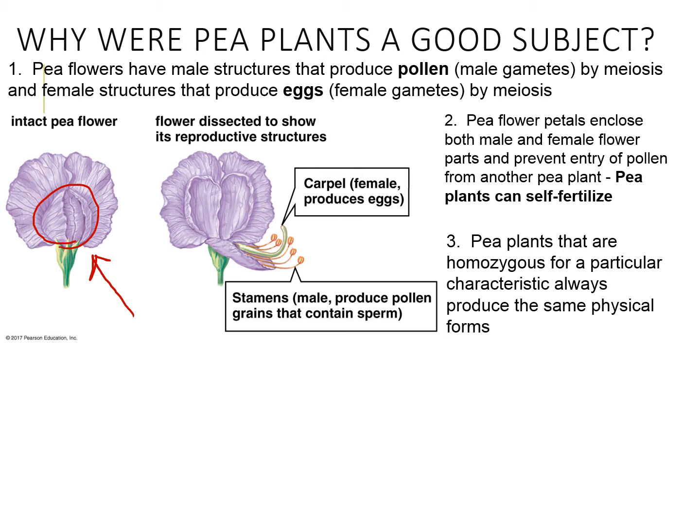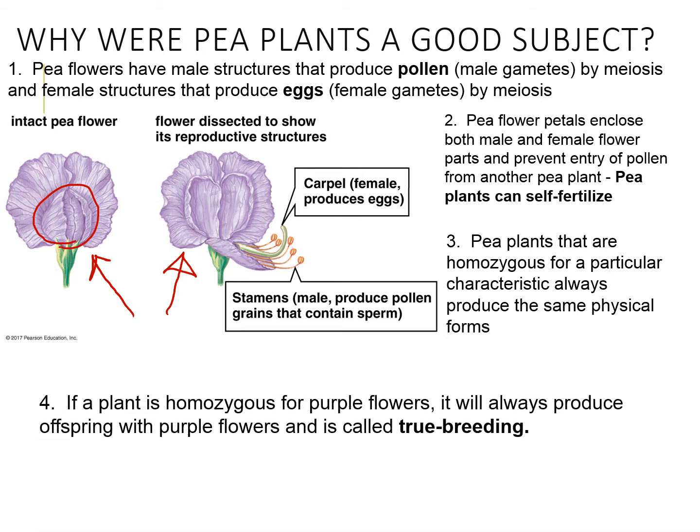Three, pea plants that are homozygous for a particular characteristic always produce the same physical form. So, for example, both of these are purple, and if this is a purebred or a homozygous purple plant, then it will only produce purple offspring. So that made it really easy to study what would happen, say, if he bred a purple plant with a white plant. And if they're both pure breeding, he knows that any differences in the offspring are going to be a result of the hybridization of the two different plants.